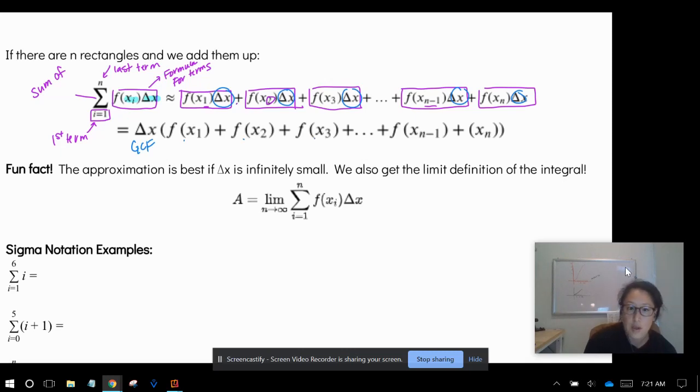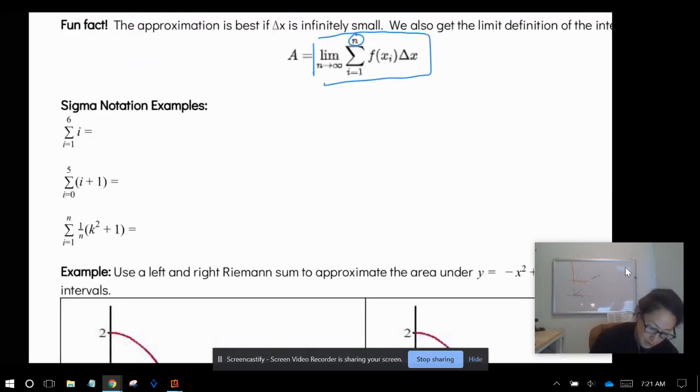Okay, so a really important fun fact is that we can get the exact area under the curve by taking the limit as n goes to infinity. So as we make infinity rectangles underneath the curve. Okay, so we'll come back to that later.